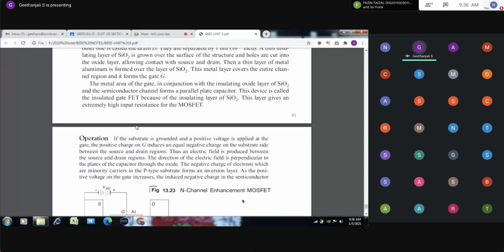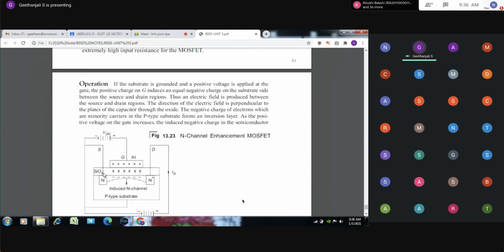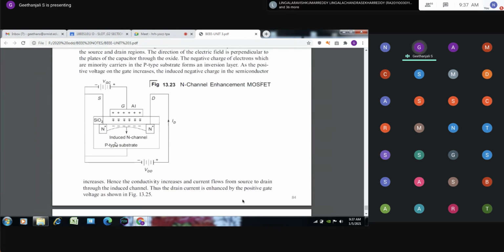So then next one is construction. Let us see the construction. The construction of an N-channel enhancement MOSFET is shown in figure. Two highly doped N regions are diffused in a lightly doped P-type silicon substrate. This is the N-channel. This region is the P-type substrate. These are the two N regions. This is the silicon dioxide layer. This is the gate.